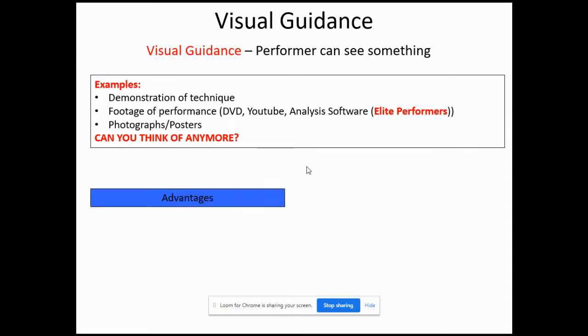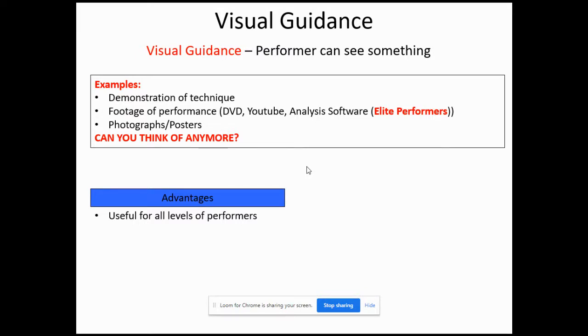Then, what you then need to know are what the advantages and disadvantages of these types of guidance are. Now, often it will be referred to beginner and elite athletes. Okay, so that's the first thing you need to think about. Is visual guidance good for beginner athletes? Is it good for elite athletes? And so on. So, firstly, visual guidance is good for all levels of performers.